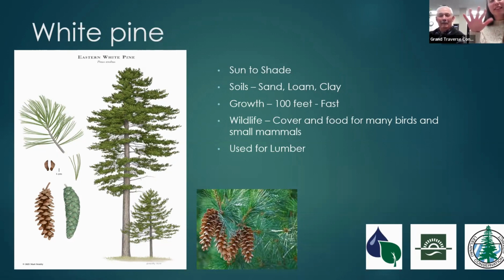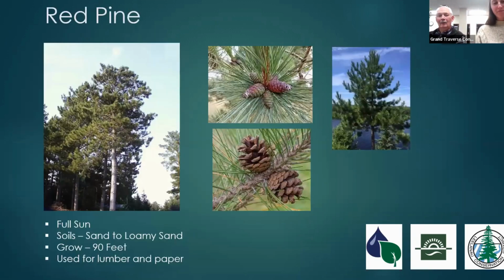And so again, before I go on, the bottom right, that first symbol is Benzie, and then it's Grand Traverse and it's Leelanau. So as we flip through all these species, you'll see which conservation districts offer which species.